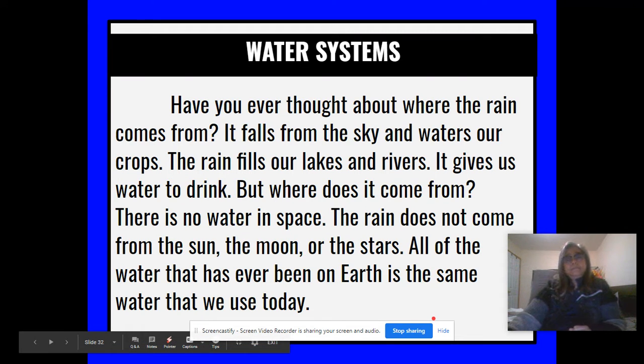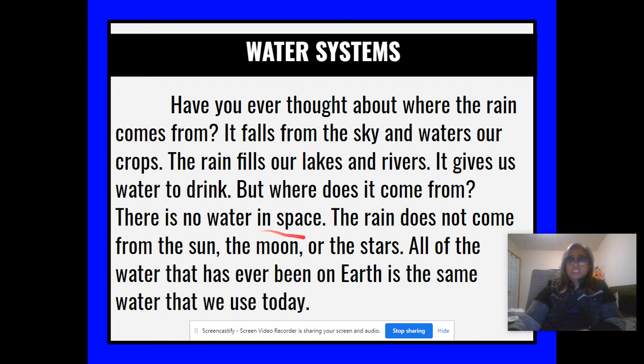Now, class, have you ever thought about where the rain really comes from? It falls from the sky and waters our crops. The rain fills our lakes and rivers. It gives us water to drink. But where? Where does it come from? There is no water in space. The rain does not come from the sun, the moon, or the stars.